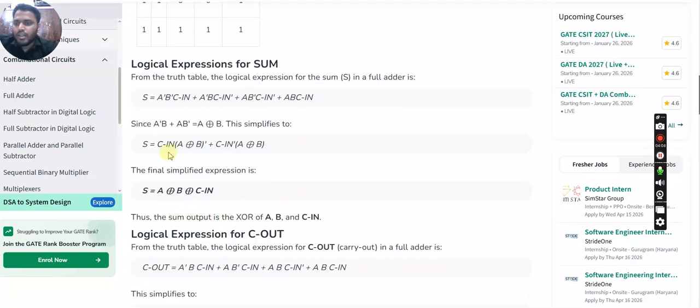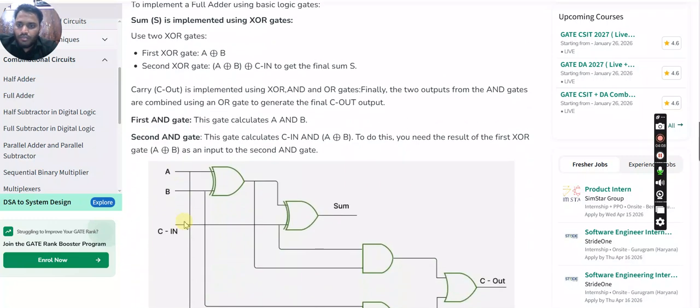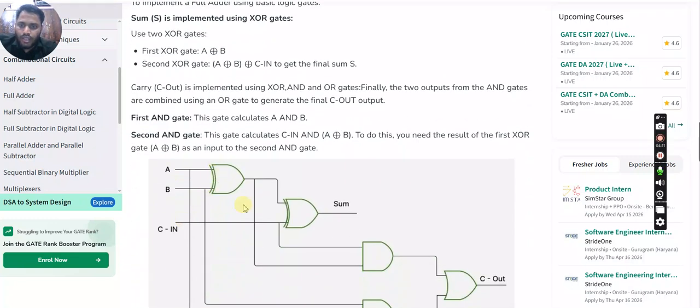So how is sum written? Sum is written as A XOR B XOR C. So this is A XOR B, then C in is here, so we have to take XOR again for this. So this is the equation for sum.